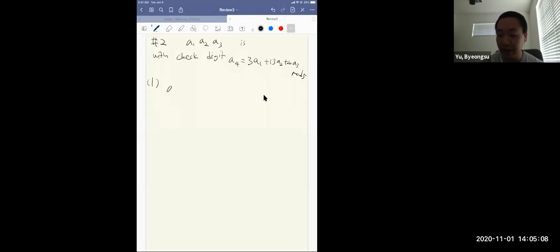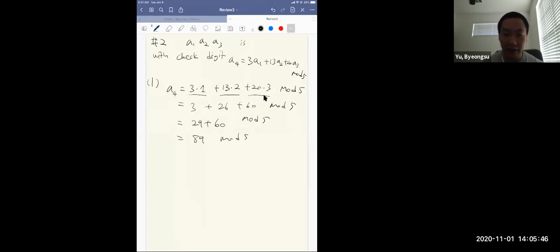Then you can just calculate it by applying 1, 2, 3 on A1, A2, A3. So it is 3 times 1 plus 13 times 2 plus 20 times 3 mod 5. This one is just 3 and this one is 26 and this one is 60. So it is 29 plus 60, so it is 89 mod 5. Don't forget to write down mod 5. And we know that 89 mod 5 is 4 because 85 is a multiple of 5, so it is 85 plus 4. So that's why the answer is 4.